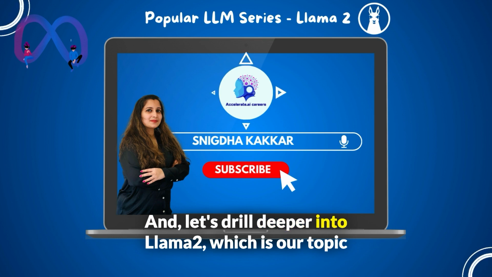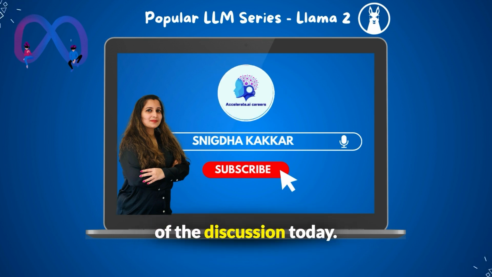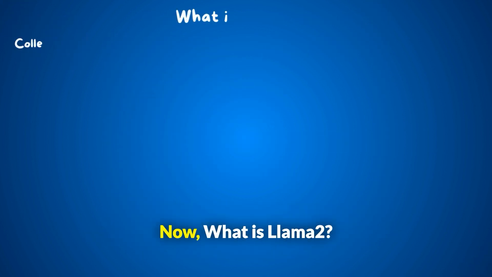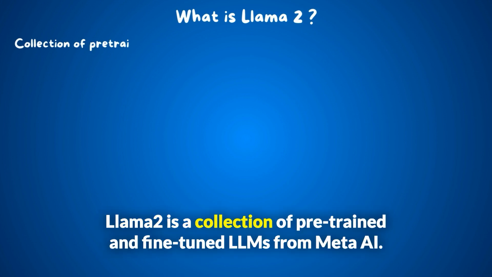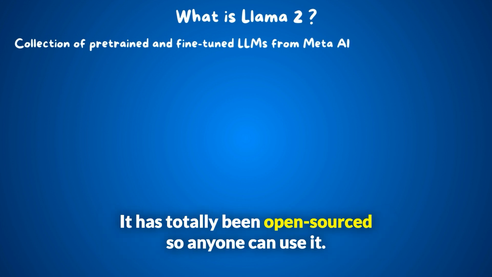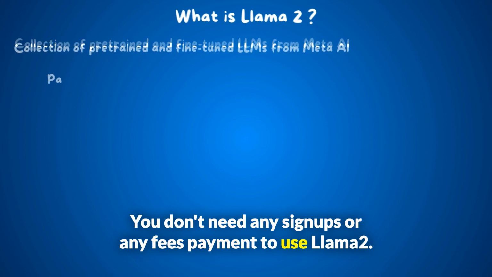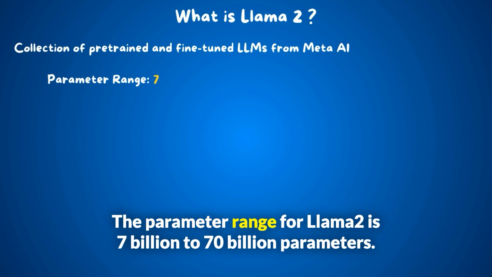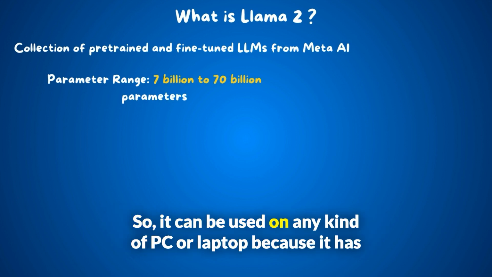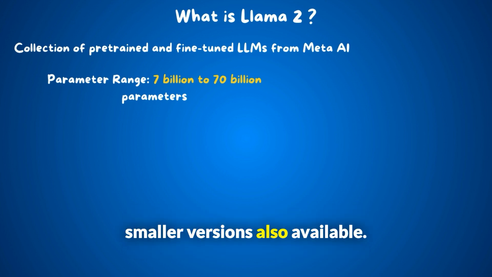And let's delve deeper into Llama 2, which is the topic of the discussion today. Now, what is Llama 2? Llama 2 is a collection of pre-trained and fine-tuned LLMs from Meta AI. It has totally been open sourced, so anyone can use it. You don't need any sign-ups or fee payments to use Llama 2. The parameter range for Llama 2 is 7 billion to 70 billion parameters, so it can be used on any kind of PC or laptop because smaller versions are also available.